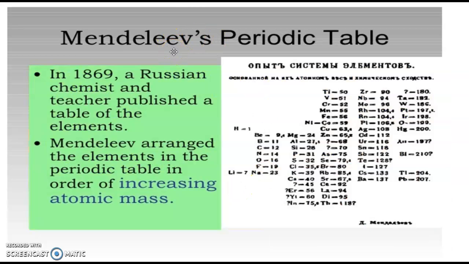Next came Mendeleev's periodic table. In 1869, a Russian chemist, who was also a teacher, published this table of elements. Mendeleev arranged the elements in the periodic table in order of increasing atomic mass. So he considered the atomic mass. Somehow this was also ruled out. It is not applicable for all the elements with unique properties.